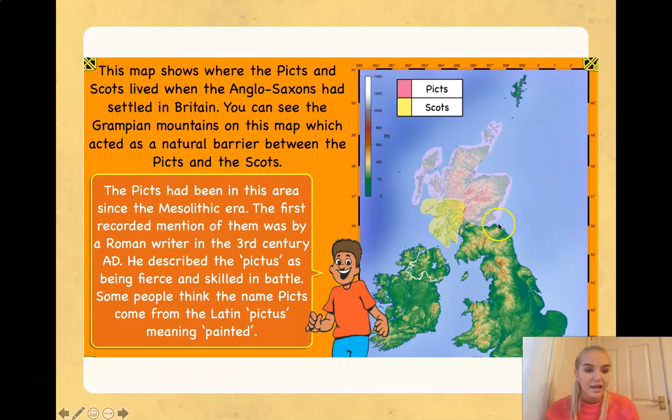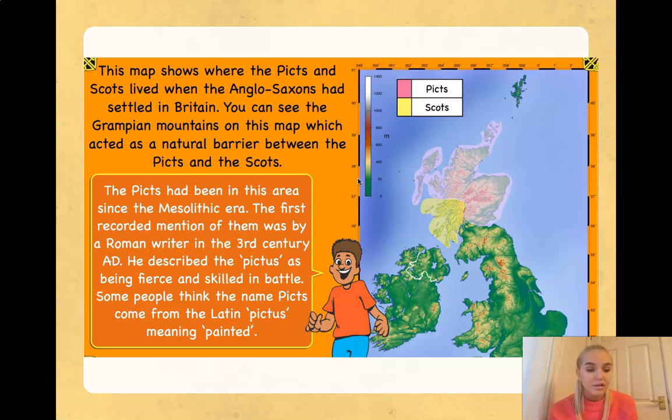So you can see here that we have Scotland in this area here. To put it into a bit of context for you, we live around here. Now the Picts are shaded in pink and the Scots were shaded in yellow. So you can see that the Picts had a lot more land than the Scots. There was a mountain range called the Grampian Mountains, and it's around about here, and this acted as a natural barrier between the Picts and the Scots.